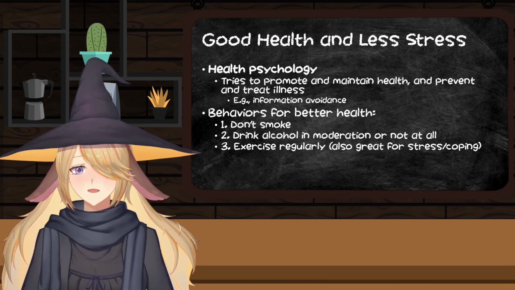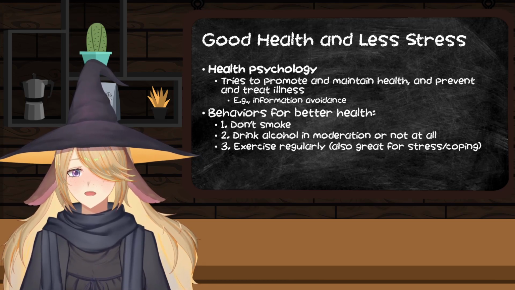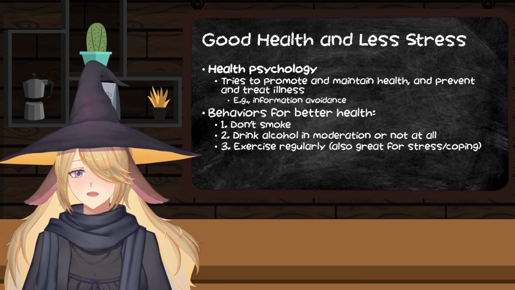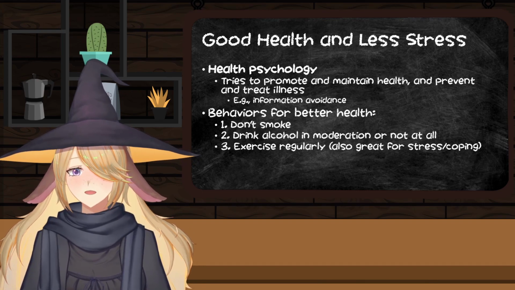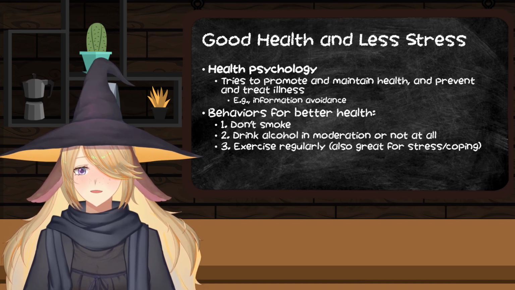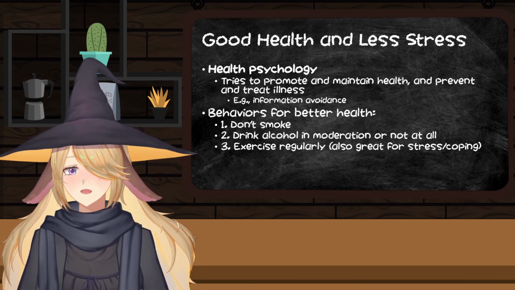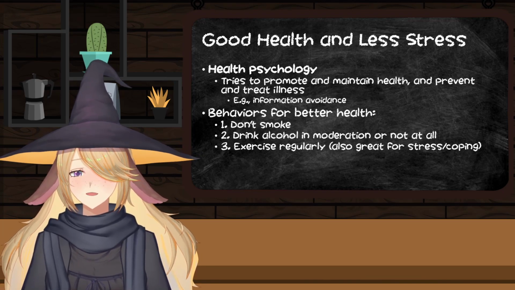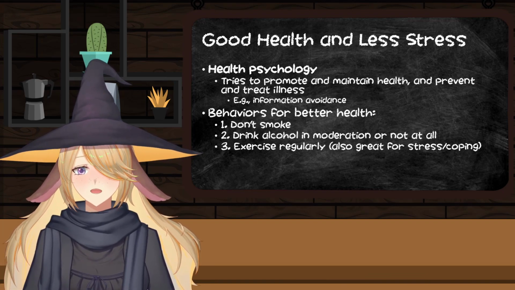Yeah, getting back to it though, there are a couple of things that we know are just generally good behaviors from health psych. Don't smoke, don't drink, or if you do, drink in moderation, and exercise regularly. All these also contribute to stress and coping. We know alcohol consumption and smoking also tend to contribute to stress.